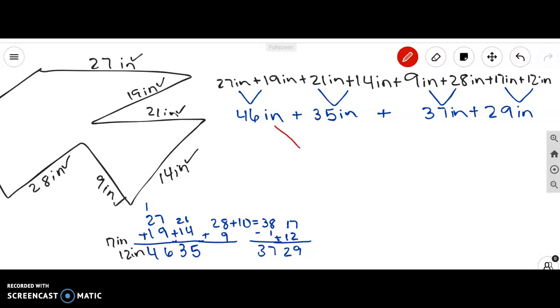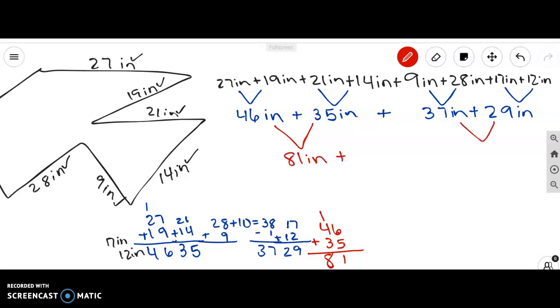So then we have 46 and 35. Again, we can do it in the blank space at the bottom. So 46 plus 35. 6 plus 5 is 11. 4 plus 3 is 7, plus 1 is 8. So we have 81 inches.